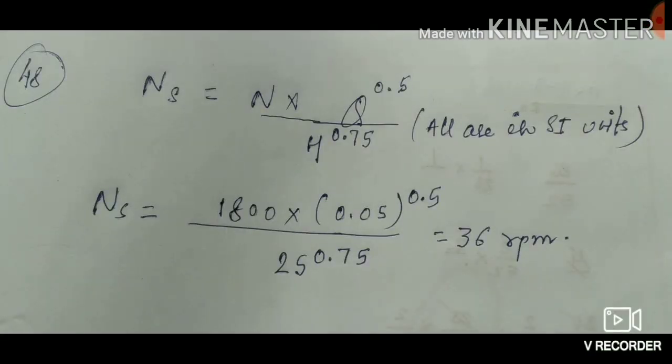So here is the solution. That is very simple. You see here that Q value is 15 divided by 1000, that is 0.015, and the head is 25, and you can simply get 36 RPM.